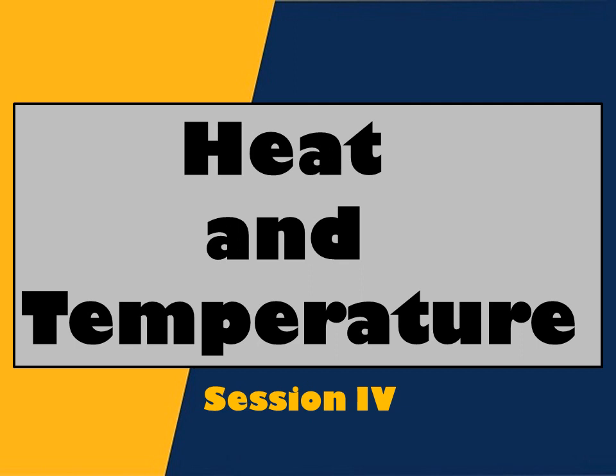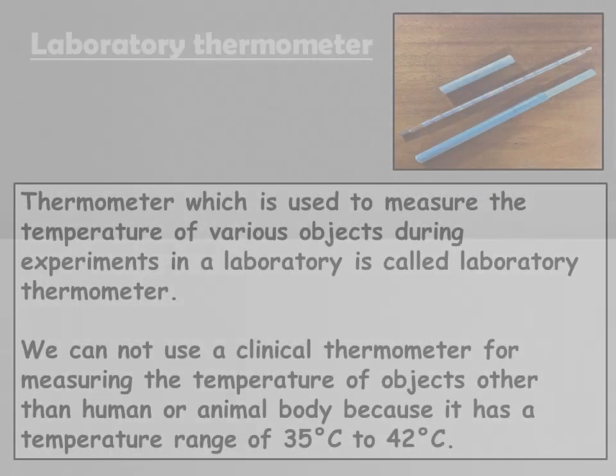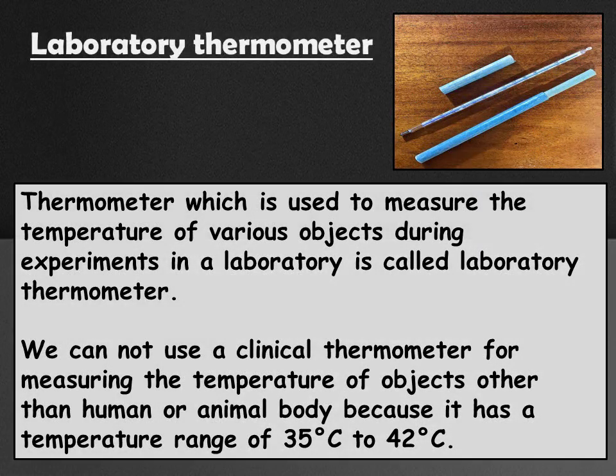Let us continue with session 4 of our chapter, Heat and Temperature. In the previous session, we discussed clinical thermometer. In today's session, we'll study laboratory thermometer. Thermometer, which is used to measure the temperature of various objects during experiments in a laboratory, is called a laboratory thermometer. We cannot use a clinical thermometer for measuring the temperature of objects other than human or animal body because it has a temperature range of only 35 degrees Celsius to 42 degrees Celsius.